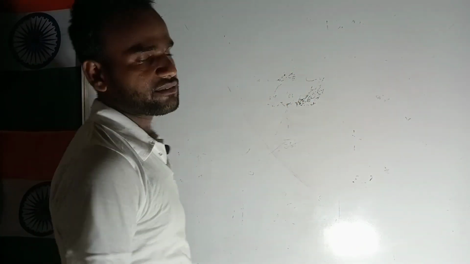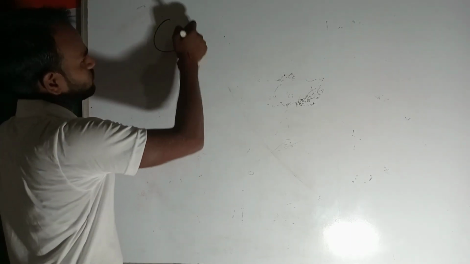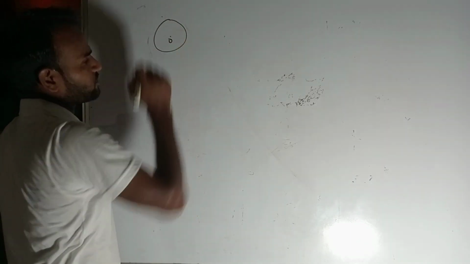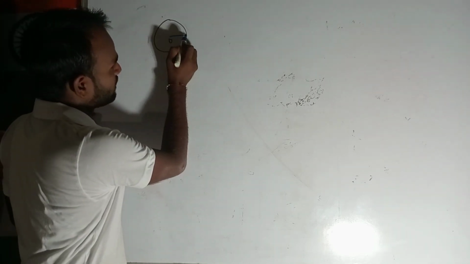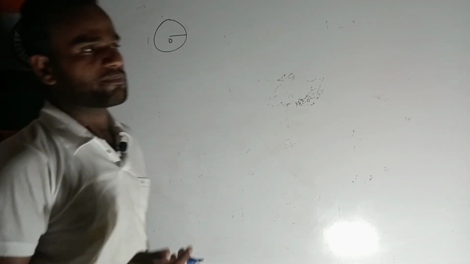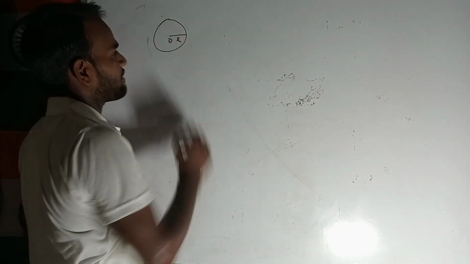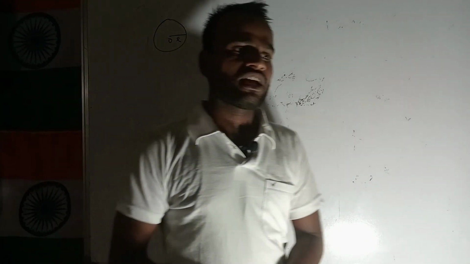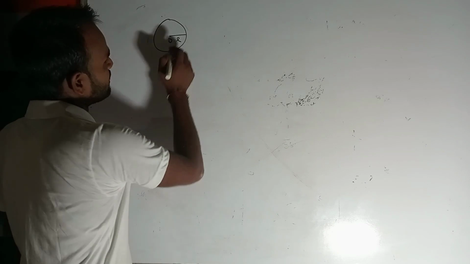So I will start from the circle. What is a circle? What is its perimeter and what is its area? All of you know that this is your circle. This is the center, I mark it O. If I draw a line from the center to the circumference, that is the radius. The definition of radius: a line drawn from the center to the circumference is known as the radius of the circle.